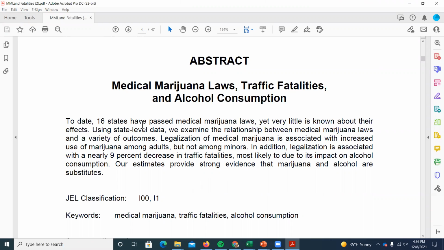Usually when I open a paper, I'll read through the abstract to see what the general consensus was. They state here that using state level data, it looked like when medical marijuana became legal, it increased the use of marijuana among adults, but not minors. It was also associated with a 9% decrease in traffic fatalities. They found some evidence that it had an impact on alcohol consumption, which provides evidence that marijuana and alcohol, these two goods, are substitutes. Okay. So we'll walk through their results to understand how they came up with these conclusions.